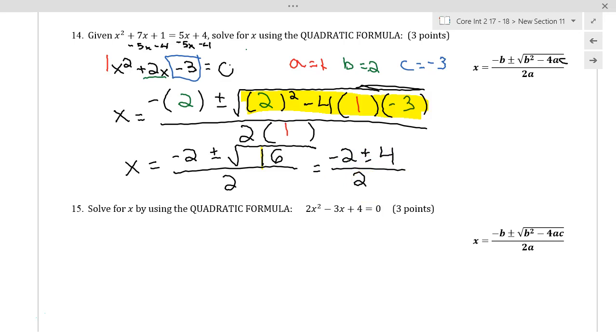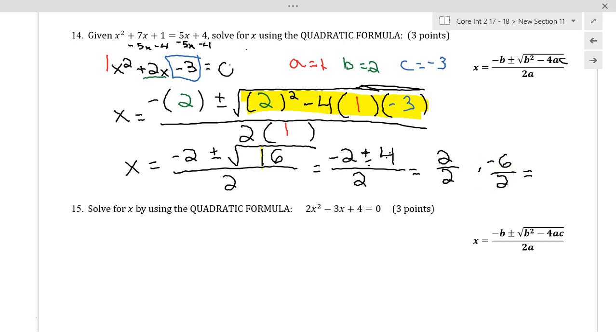Alright, well that is an actual number. There's no radical, and there's no i. 16 wasn't negative, so I don't have any i here. I can actually add and subtract these. Negative 2 plus 4 is 2, divided by 2. Negative 2 minus 4 is negative 6 over 2.